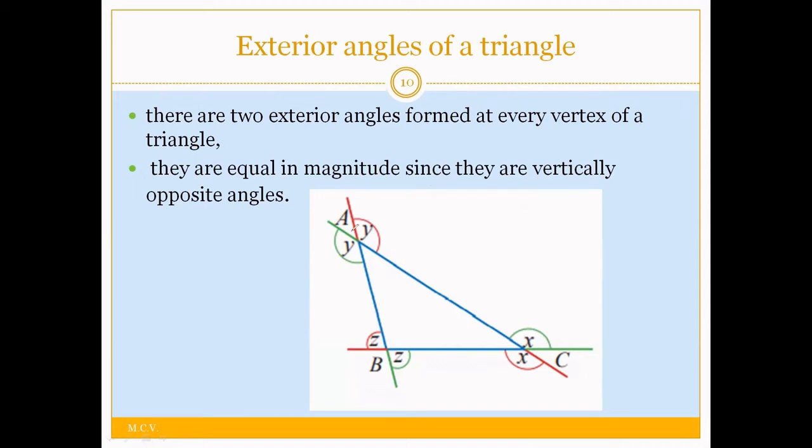How to get exterior angles? You can get exterior angles when you produce sides to either side, when you produce sides to left and right.